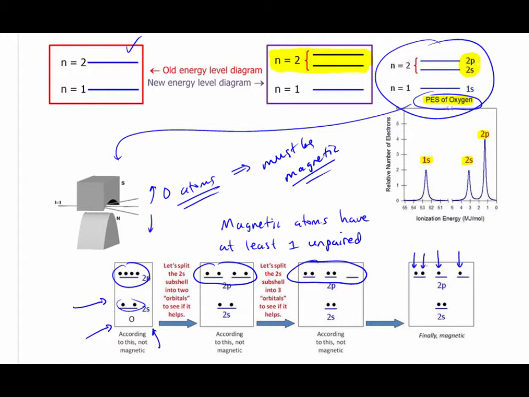So this is a very interesting thing. This is called Hund's rule. And all it says is an electron would really rather be in an orbital by itself. And because of that, we can get a magnetic oxygen, with 2 unpaired electrons, if we follow Hund's rule. So Hund's rule is pretty much seen as correct.